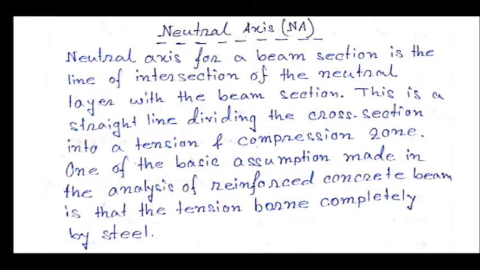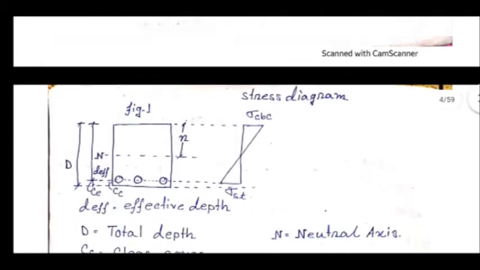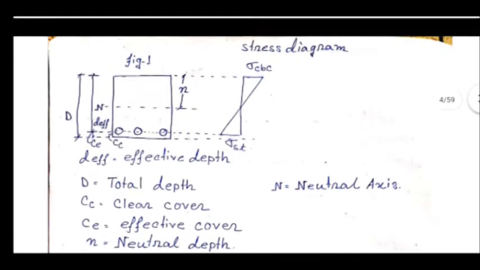One of the basic assumptions made in the analysis of reinforced concrete beams is that the tension is borne completely by steel. The upper portion of the neutral axis is considered the compression zone and the lower portion of the neutral axis is considered the tension zone. That's why reinforcement is given in the lower portion.